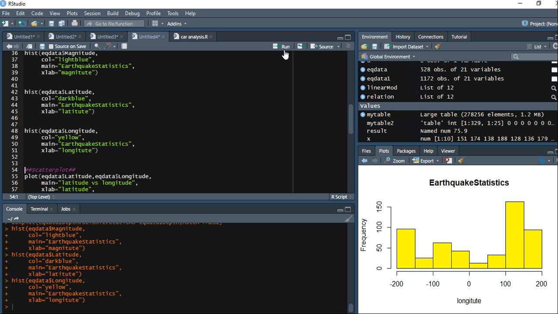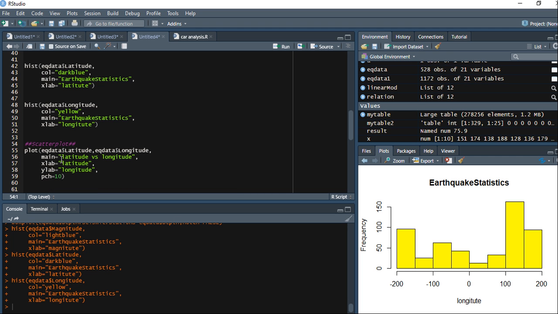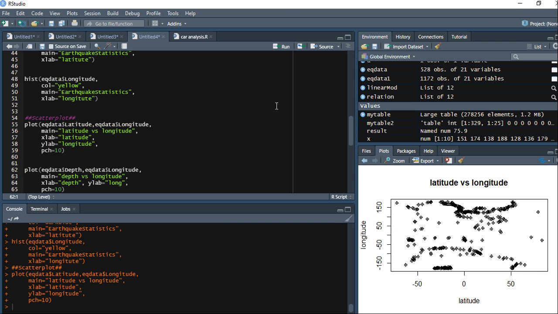The next is on the x-axis we have the frequency, and on the y-axis we have the longitude. It varies from minus 200 to 200, and here is the histogram. Next is the scatter plot. Here is a scatter plot of latitude and longitude. On the x-axis we are considering longitude, and on the y-axis we are considering latitude.